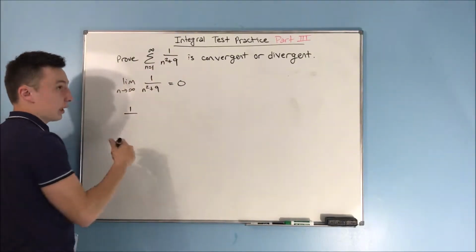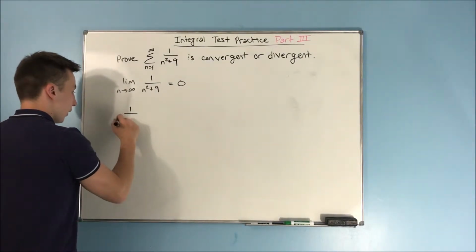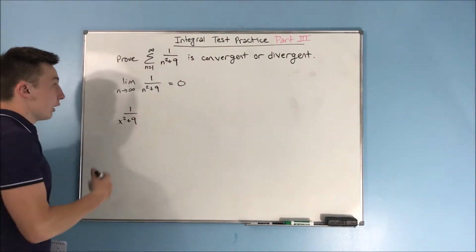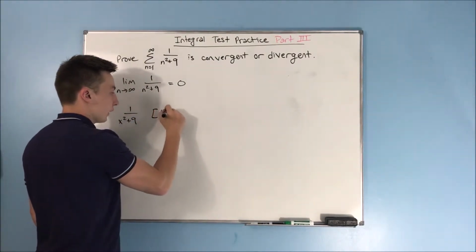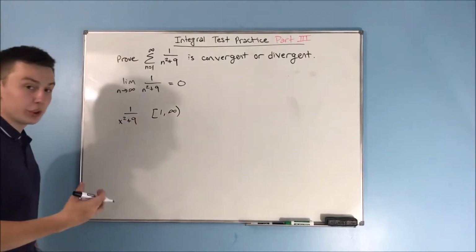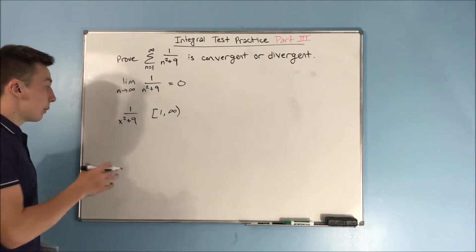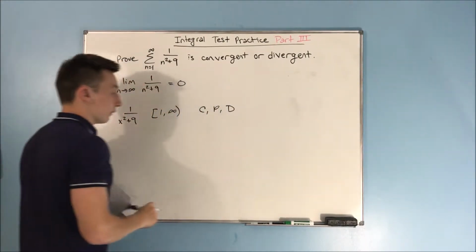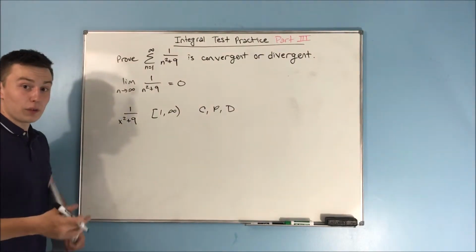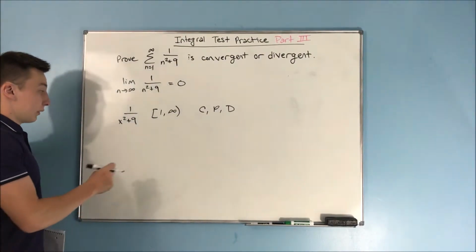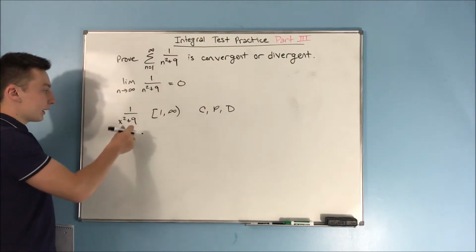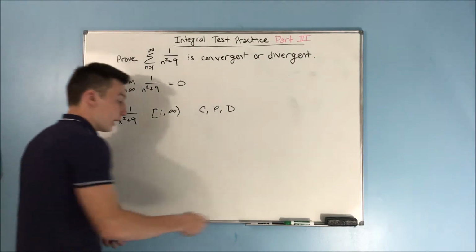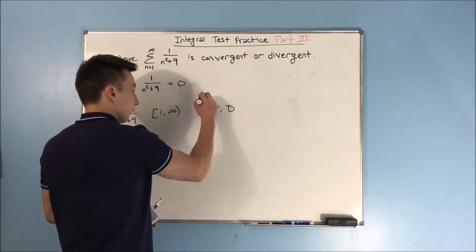We just plug in our x for our n, and we get 1 over x squared plus 9. We want to use this function from 1 to infinity, that's always a good starting point. To use that, we need to see if this is continuous, positive, and decreasing along that interval. First, is it continuous? The only way this would be a discontinuity is if x squared could be negative 9, and that can't happen, so this is continuous.